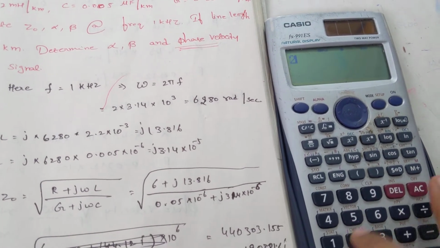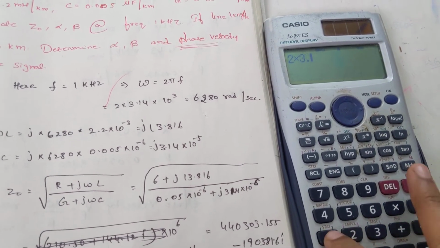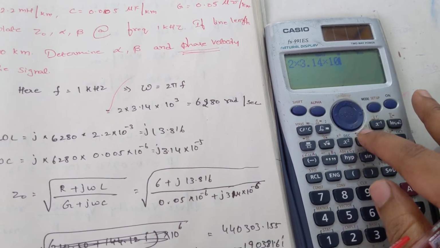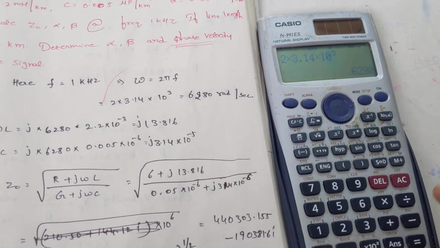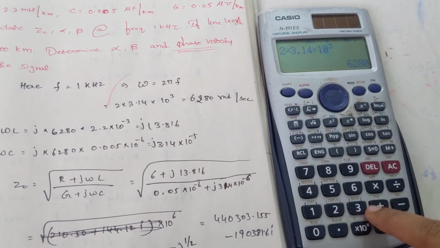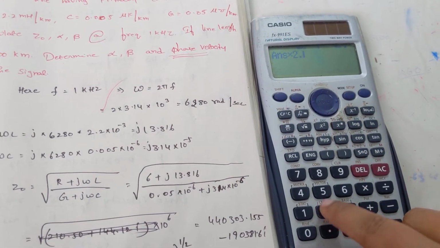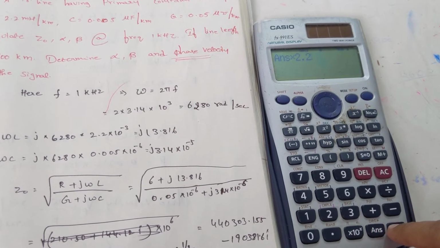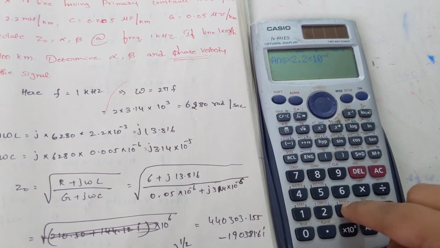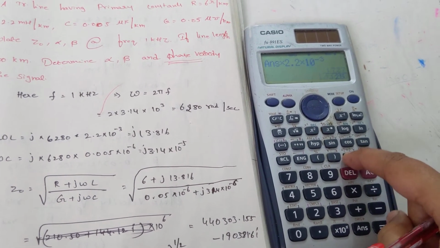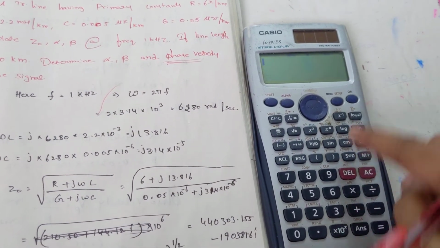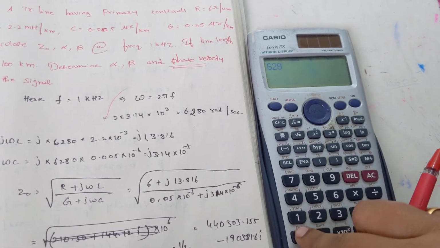So 2 pi f, 2 into 3.14 into 10 power 3, so 6280 radians per second. It is multiplied with 2.2 into 10 power minus 3. It is around 13.816. Similar fashion, we are supposed to find out what is your j omega C.